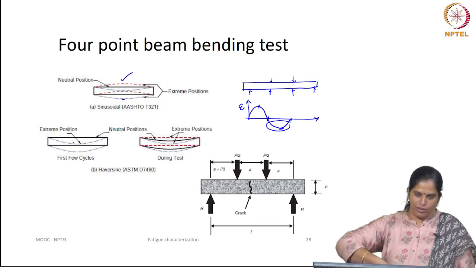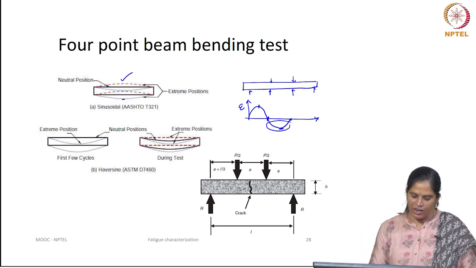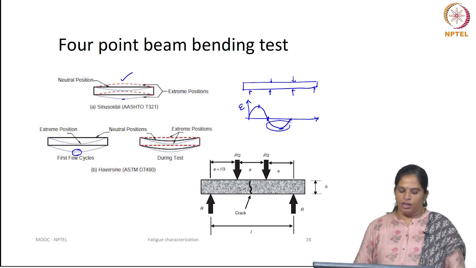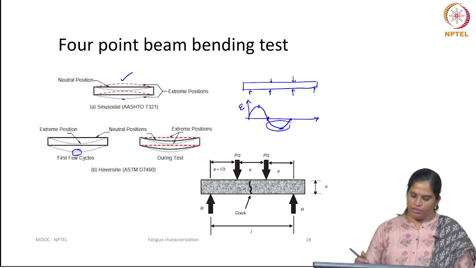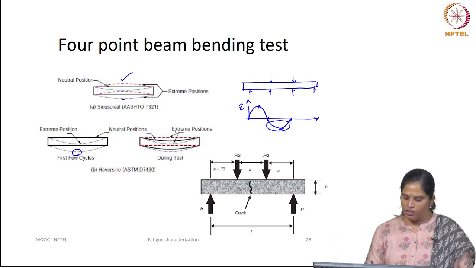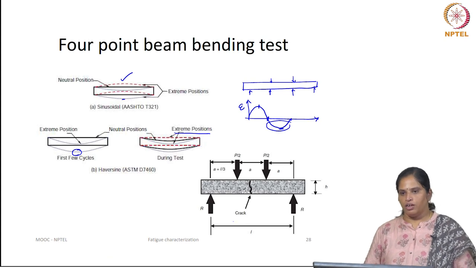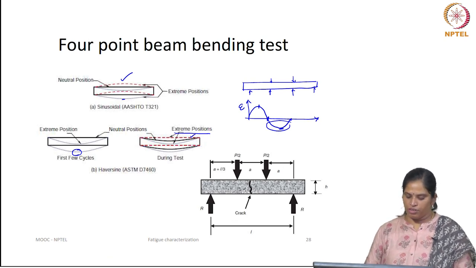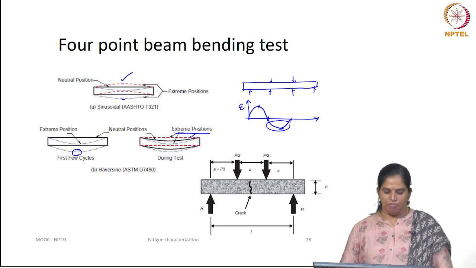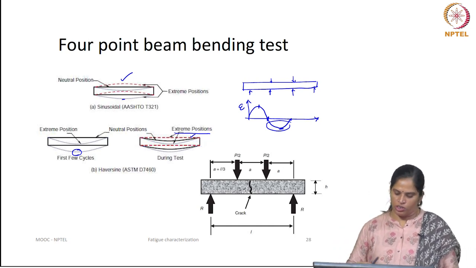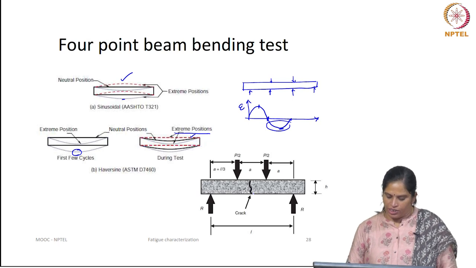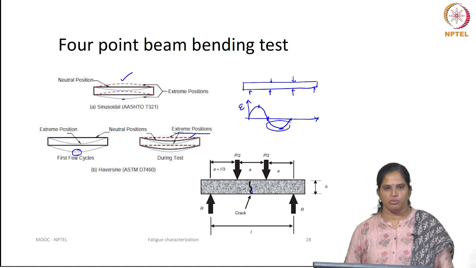So the beam is pulled down. This will be our extreme position. The bottom will be in tension and then pushed back to its neutral position. Now if you see this extreme position, at the completion of one cycle it is at its reference position, which is the beam horizontal position. So on subjecting this beam to repeated pull and push, you can see crack initiation happening from the bottom of the bituminous beam.